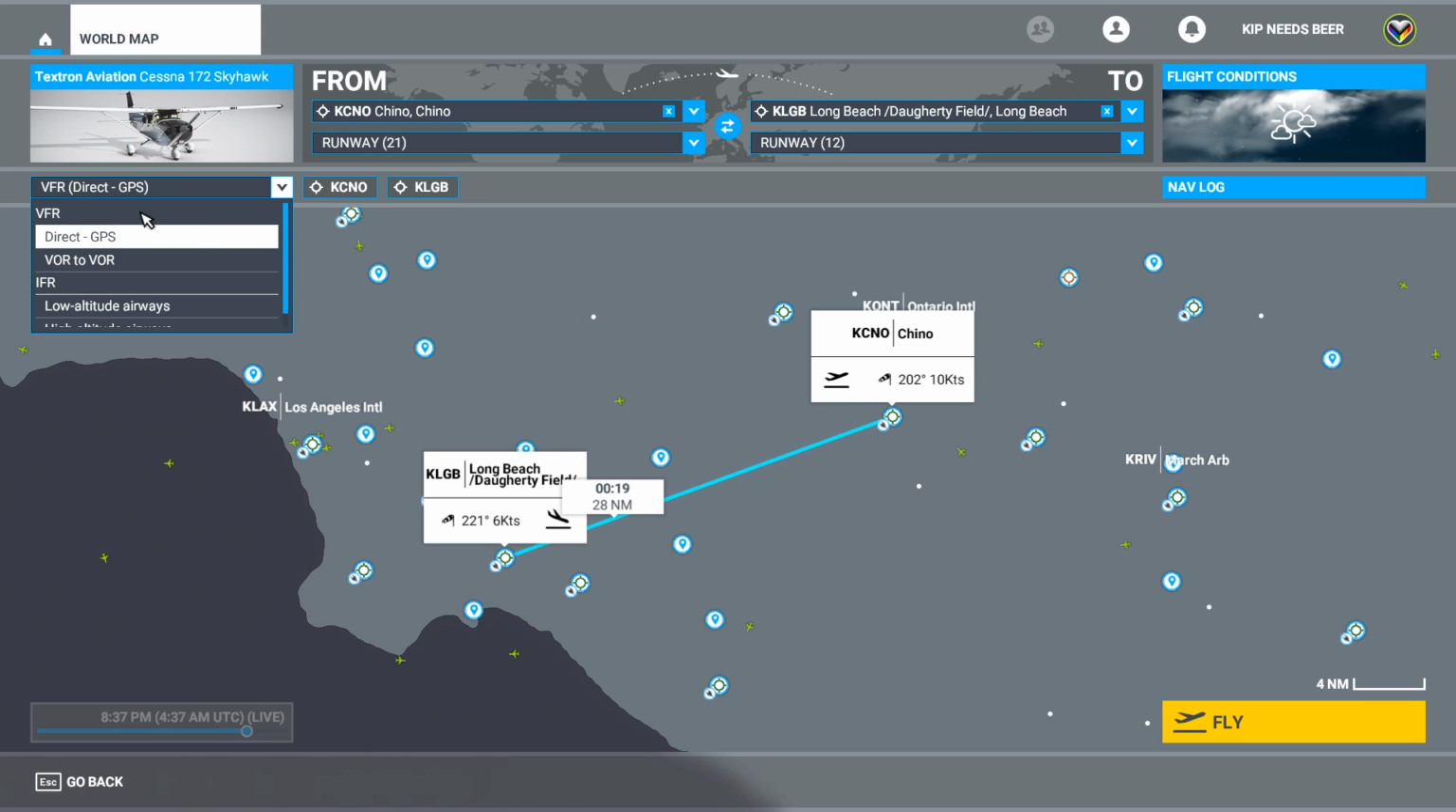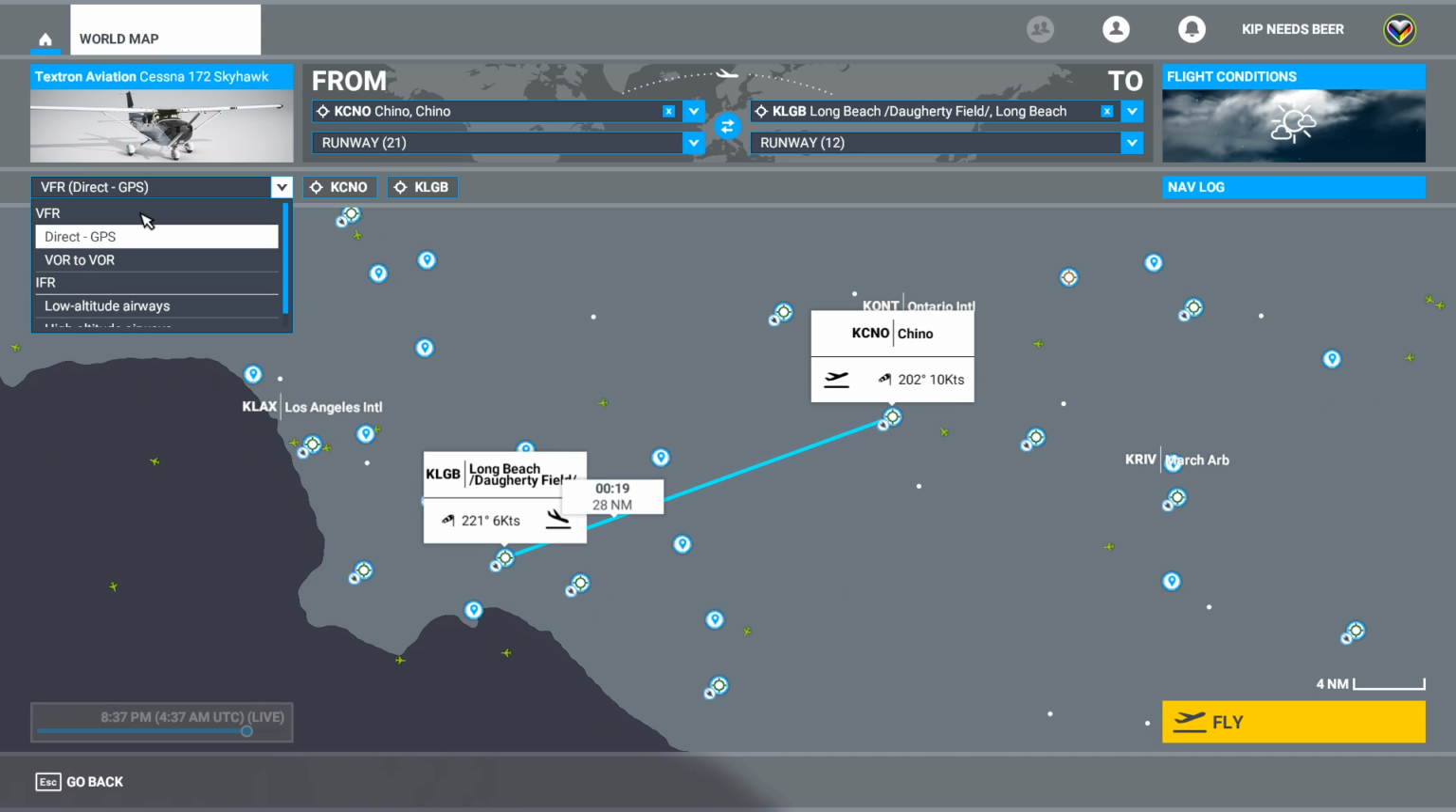Now, VFR stands for Visual Flight Rules. And what that means is that we don't rely on our instruments to fly the plane. It means that we're flying under a rule set that says that we need to be able to observe everything that's happening outside the cockpit with our eyes. So that means you don't fly through clouds or other low visibility scenarios.